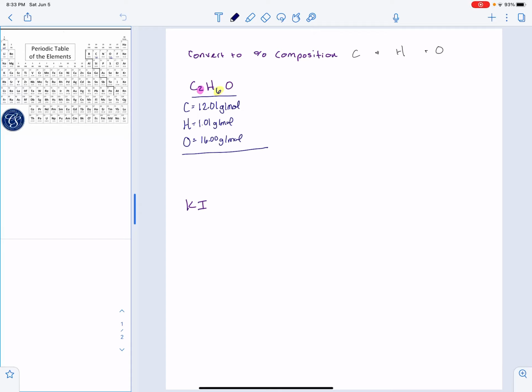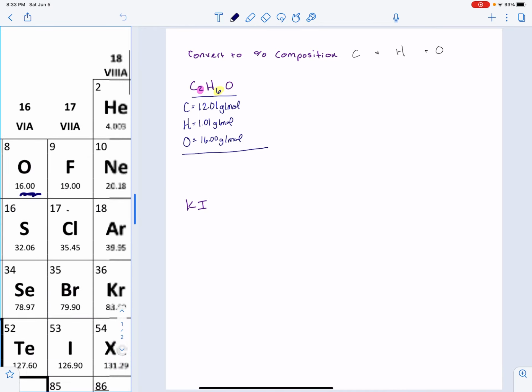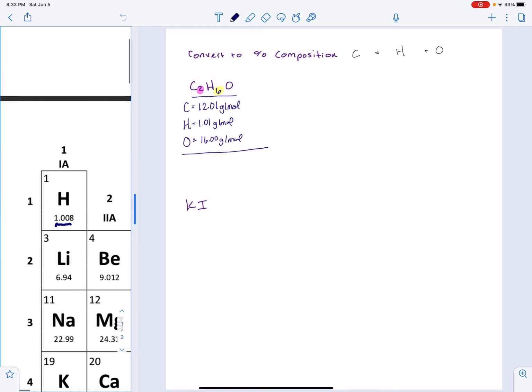So hopefully you got these right. These are numbers off the periodic chart. I have them put over to the side, so just a reminder, there's our carbon right there. Here's our oxygen, that's the third one down. And over here's our hydrogen.